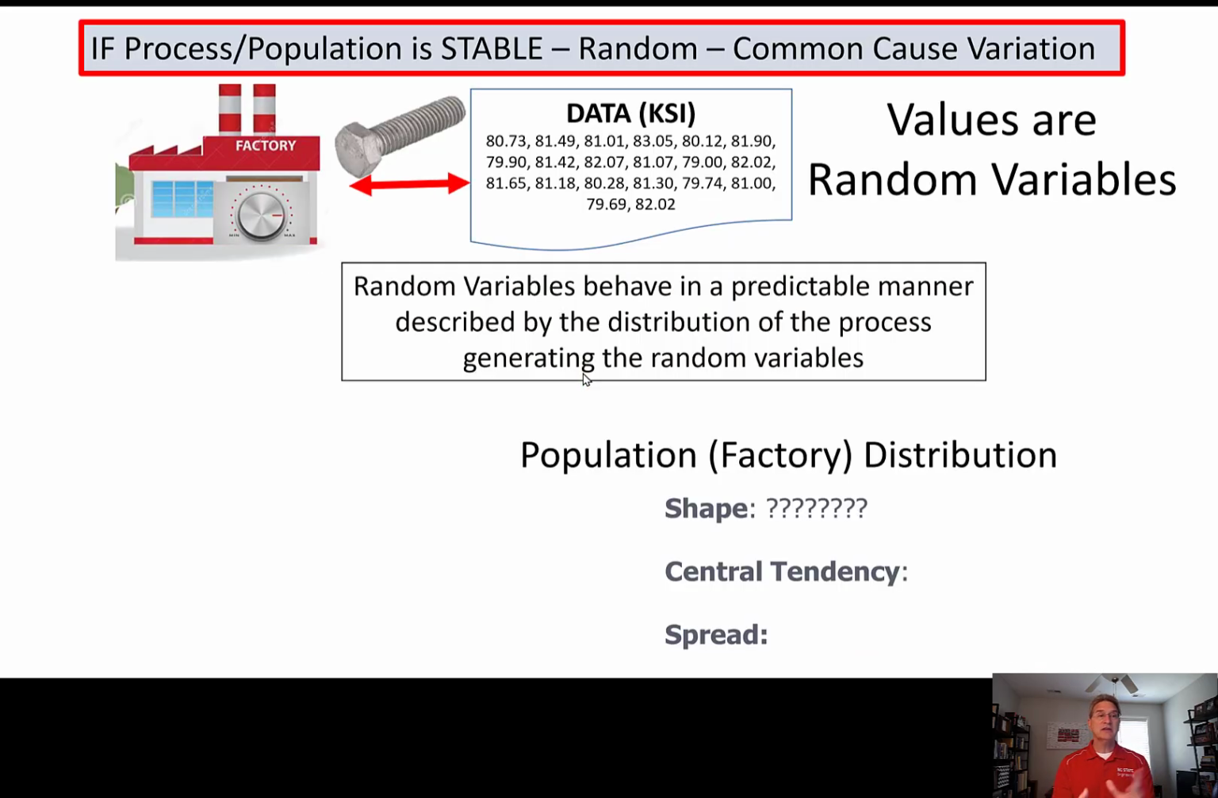So we said, okay, let's pull it together. If the process is stable, we'll see what that really means, then the values that we're taking, the measurements of the ultimate or whatever, are random variables. They behave in a predictable manner described by the distribution.